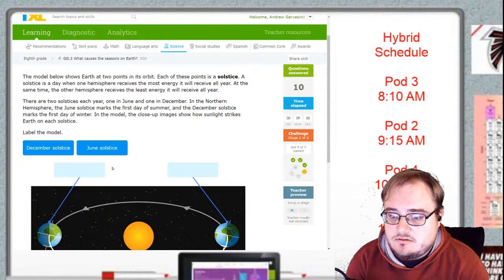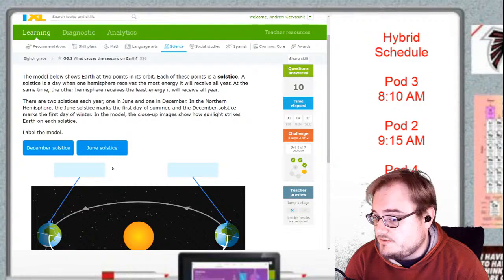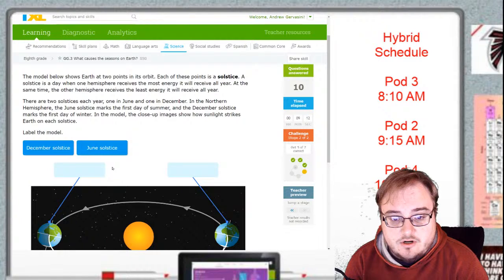There are 2 solstices each year, one in June and one in December. In the northern hemisphere, the June solstice marks the first day of summer, and the December solstice marks the first day of winter. Regardless of the hemisphere, summer is going to be receiving the most amount of energy.